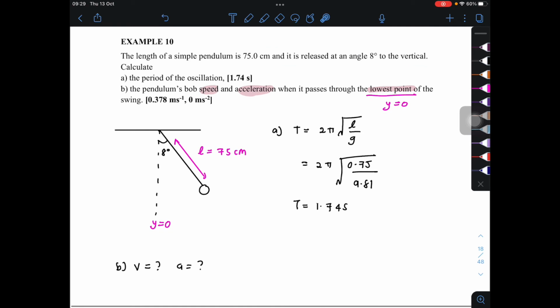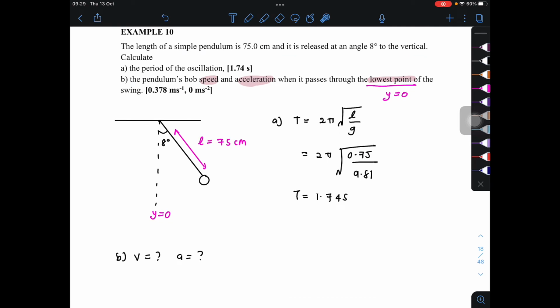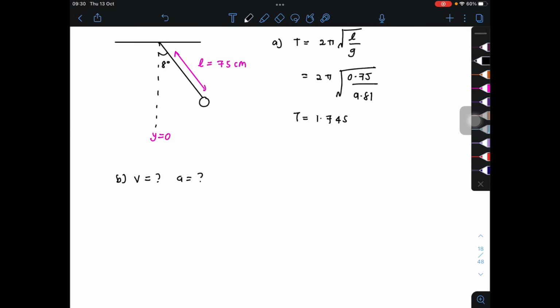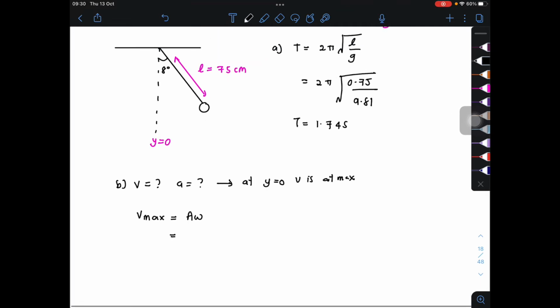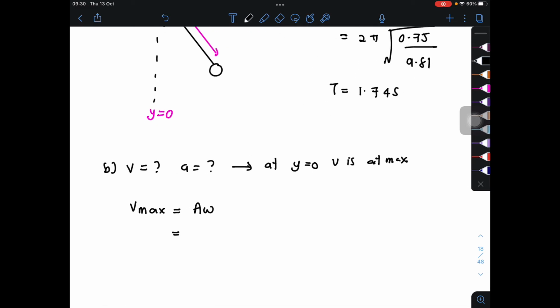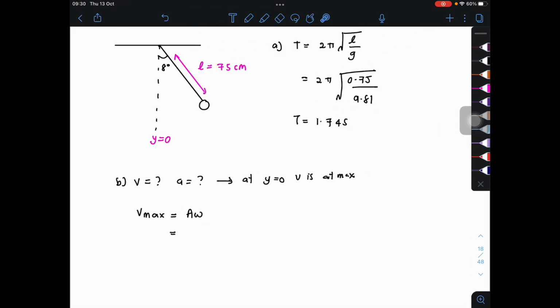Acceleration will be equal to 0 because it passes through here, exactly at y equals zero. So the value for v will be maximum, which is equal to a omega. At y equals zero, v is at maximum. So substitute, but we haven't had the value for a and omega yet. We don't have the value for amplitude and omega yet.